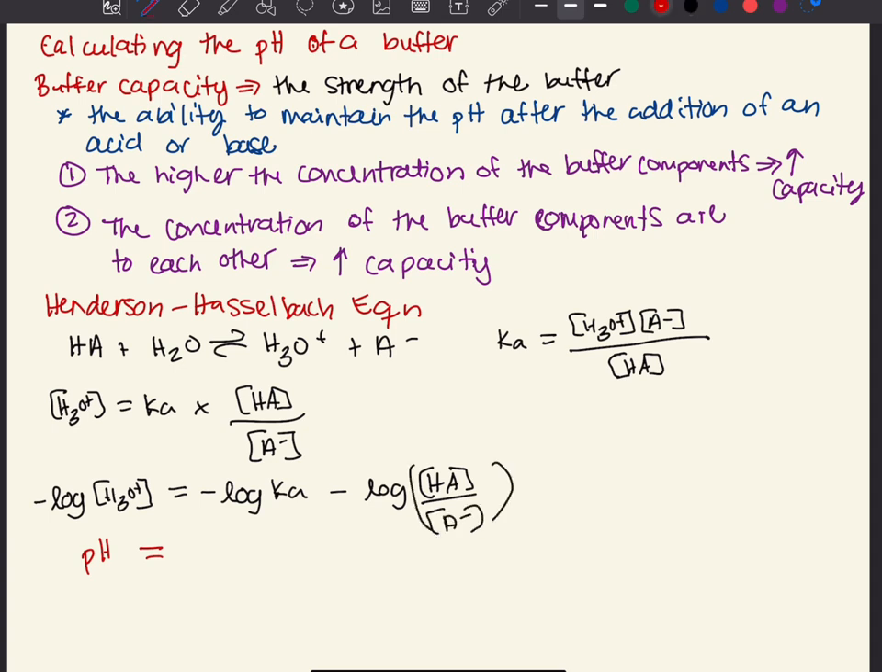So this gives me the mathematical equation pH is equal to pKa plus the log of the conjugate base over acid. Notice that these two switched when we went down to the equation. That's why we changed that to a plus. And this right here is known as the Henderson-Hasselbalch equation.